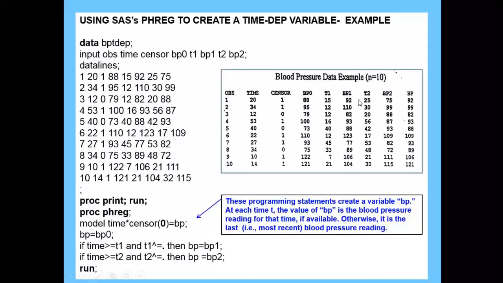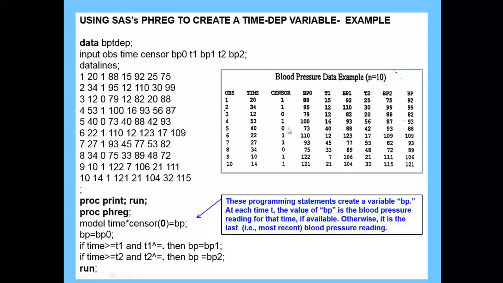So that person, up until the time they failed, had an 88, then it changed to a 92, and that's it, as far as you have on that person. What about the second person, whose survival time is 34? Well, they started with 95. At 12 weeks, they changed to 110. What about at 30 weeks? Did they change? Well, their survival time is 34, so they did change at 30 weeks. So it does go from 95 to 110 to 99.